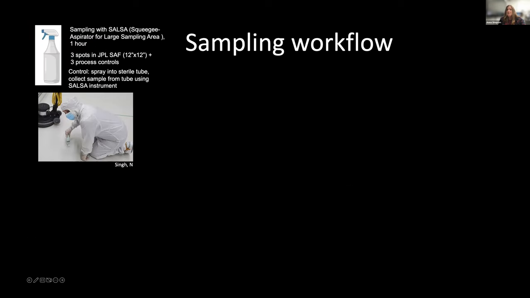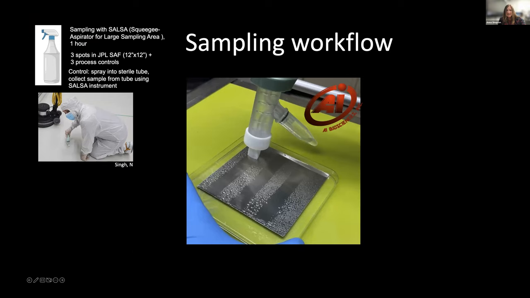So I'll quickly take you through the steps. We took samples from the clean room floor using a newly developed sampling instrument called the SALSA, aka squeegee aspirator for large sampling area, which is patent pending and funded by a NASA SBIR grant from AI Biosciences. Its mode of sample collection should be pretty obvious here from this picture. You spray sterile water and collect it in the tube.